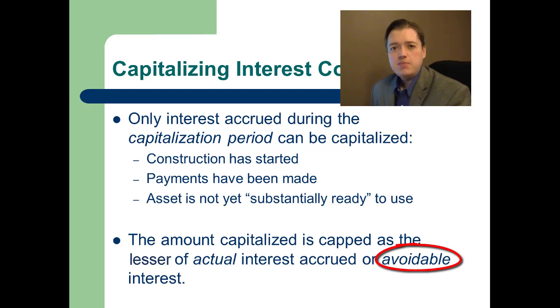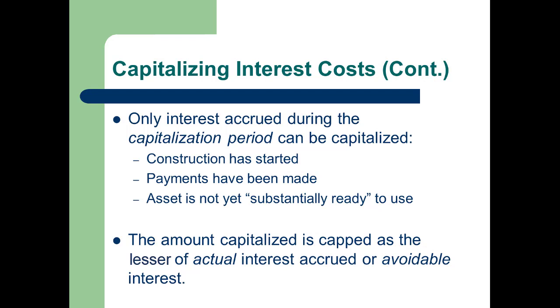Okay, that kind of makes sense. At least the concept does, right? Avoidable interest is the interest we could have avoided. It's another one of those clever accounting terms. So what if we pay back the bank instead of paying the construction company or our own workers? What could we have avoided in interest? So let's take a look at how this process works and how we calculate this value.